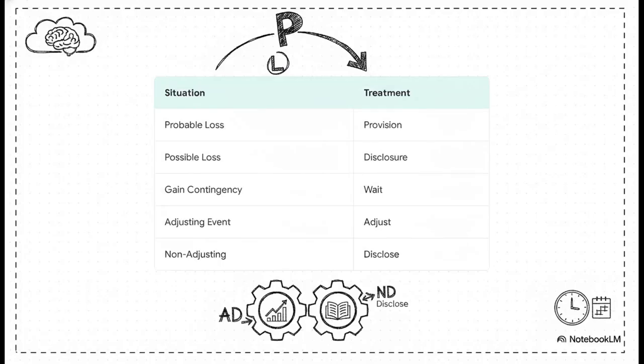Let's bring all of this together into a quick revision summary. Honestly, take a mental screenshot of this right now. At the top, we see our PLG rule in action. Probable losses get a provision, possible losses get disclosure, remote losses get nothing, and gain contingencies are completely ignored until virtually certain. And right below that, our AD&D rule. Adjusting events mean you adjust the accounts, while non-adjusting events require disclosure only. When you are doing your final cram session, this summary is going to be your absolute best friend.